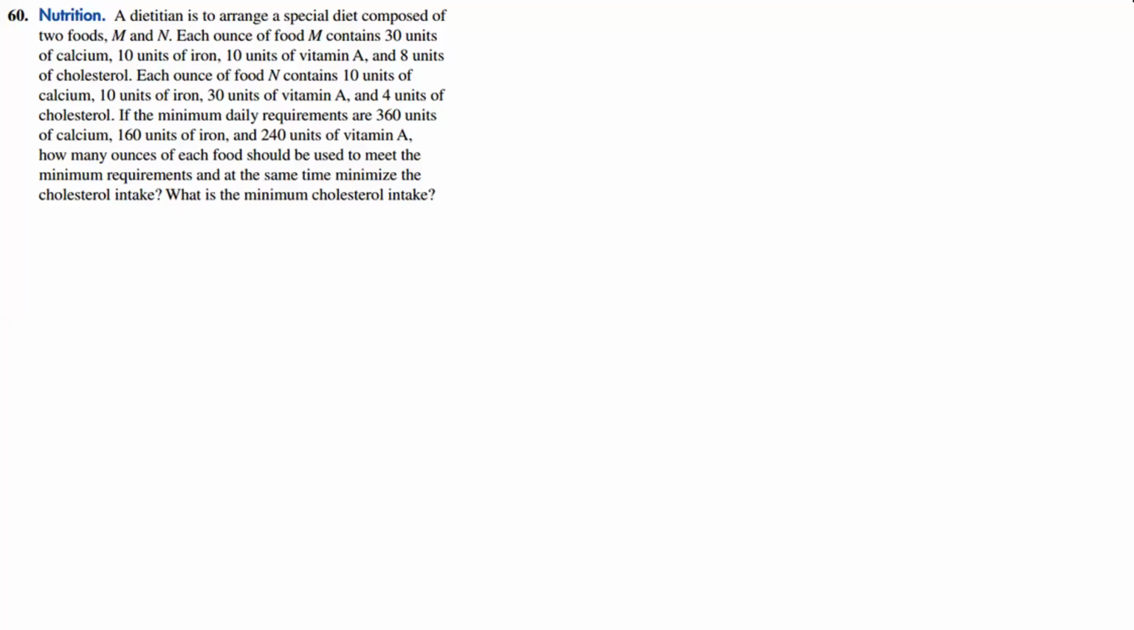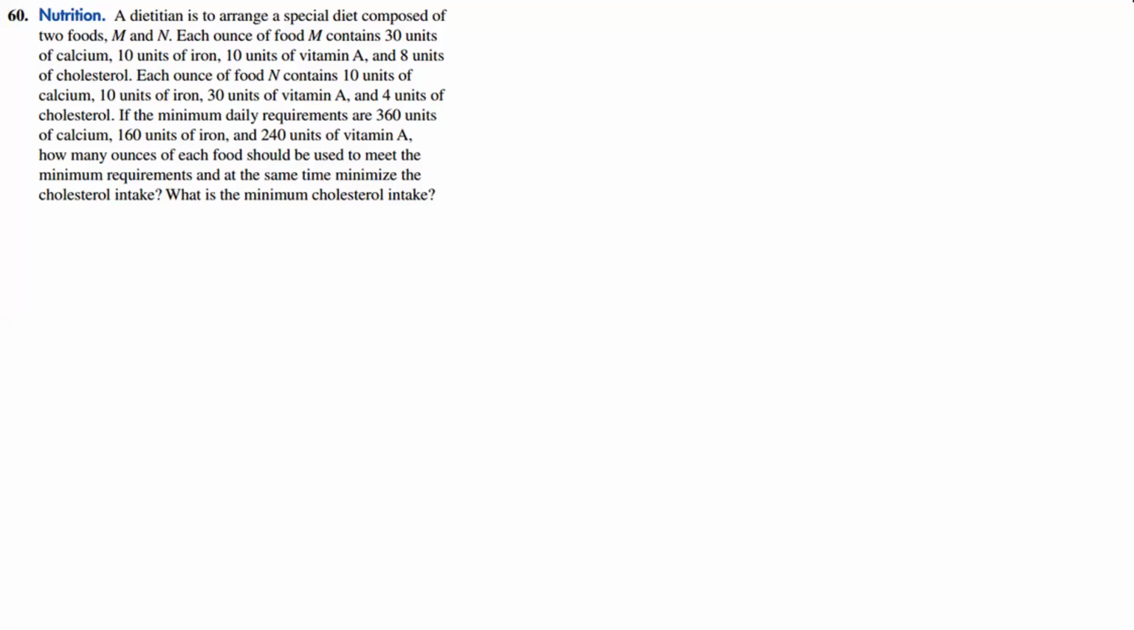All right, so we have a dietitian who is to arrange a special diet composed of two foods, M and N. Each ounce of food M contains 30 units of calcium, 10 iron, 10 vitamin A, and 8 units of cholesterol. Each ounce of food N contains 10 units of calcium, 10 units of iron, 30 units of A, and 4 units of cholesterol. If the minimum daily requirements are 360 of calcium, 160 of iron, and 240 of vitamin A, how many ounces of each food should be used to meet the minimum requirements and at the same time minimize the cholesterol intake?